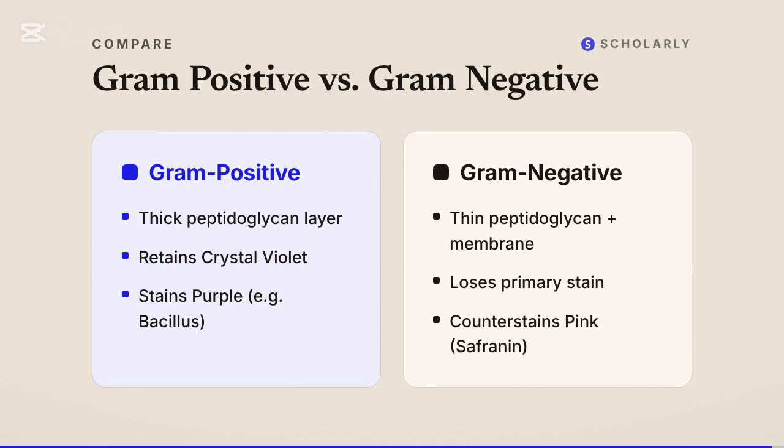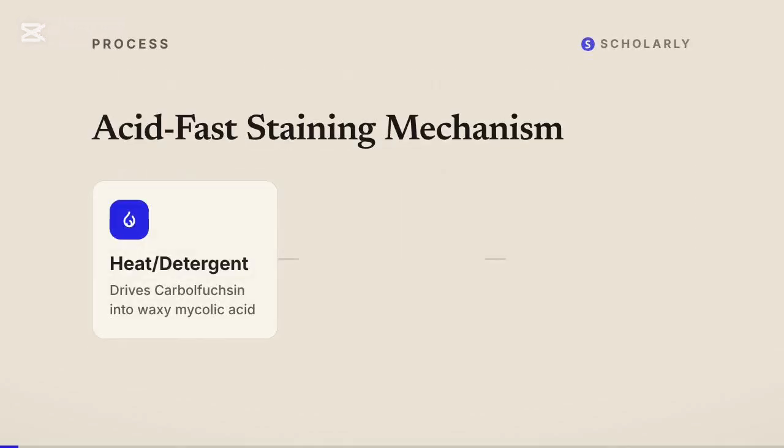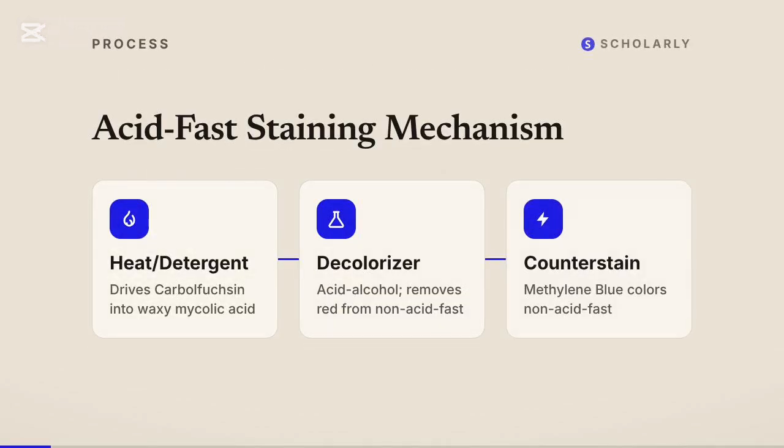This is the case for the genus Mycobacterium, which includes the pathogens responsible for tuberculosis and leprosy. These bacteria possess mycolic acid, a long-chain fatty acid that makes the cell wall extremely hydrophobic and resistant to traditional Gram staining. To identify them, we have to use the acid-fast technique, which uses specialized methods to force dyes past that waxy barrier. The acid-fast process starts with carbol fuchsin, a bright red dye that is driven into the waxy wall using heat or detergent.